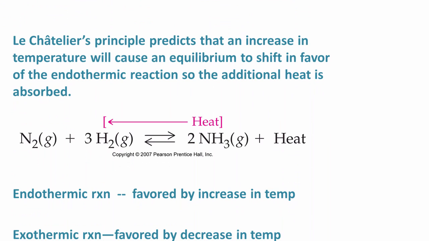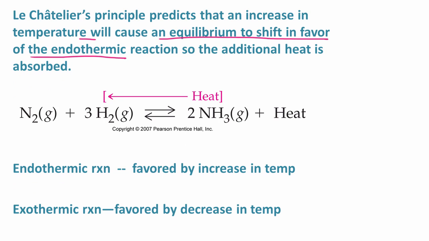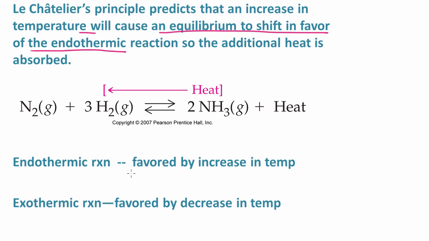Le Chatelier's principle predicts that an increase in temperature will cause an equilibrium to shift in favor of the endothermic reaction so that additional heat is absorbed. So let's take a look at this. An endothermic reaction is favored by an increase in temperature. An exothermic reaction is favored by a decrease in temperature.